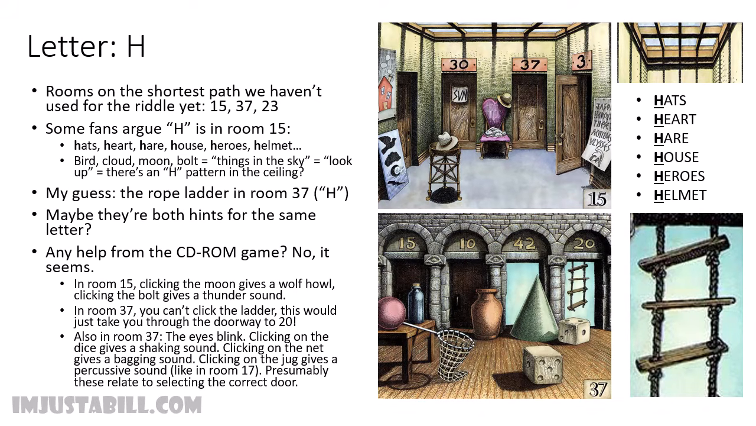The eyes that are on top of the columns blink. It's kind of creepy. Clicking on the dice gives a shaking sound of dice. Clicking on the net gives a whoosh, like a bagging sound. Clicking on the jug gives kind of like a percussive sound, the same kind heard in room 17. Sounds kind of like a racquetball or a basketball hitting something. Presumably, these relate to selecting the correct door and not the answer of the riddle, the correct letter. So that's all I have for letter H.